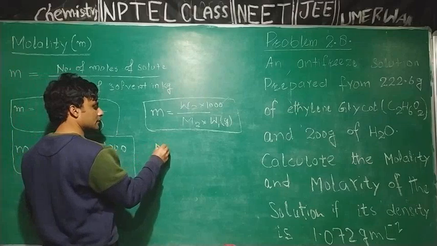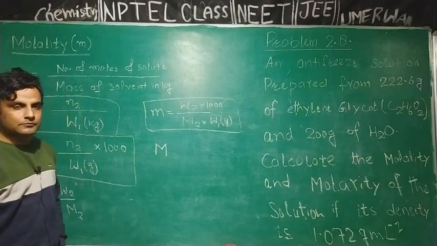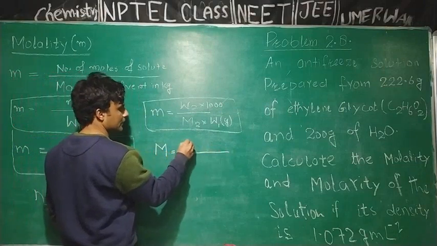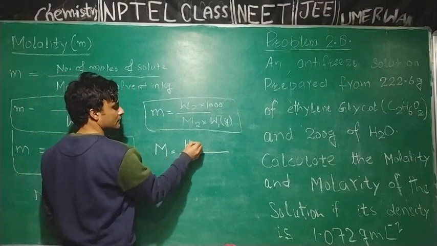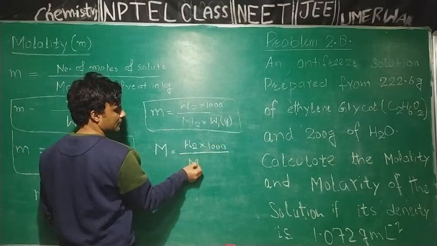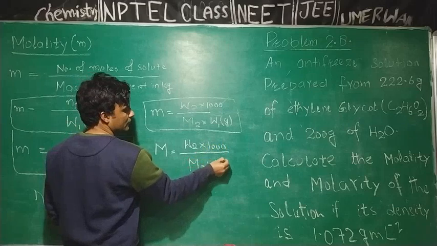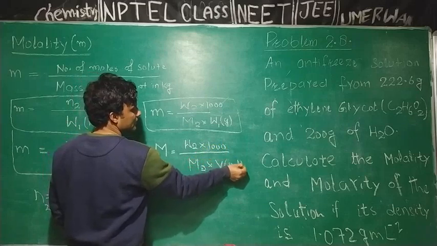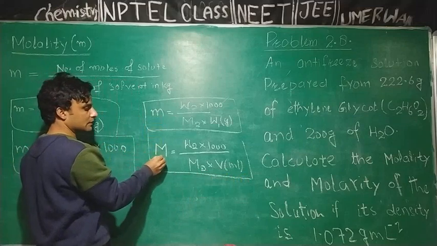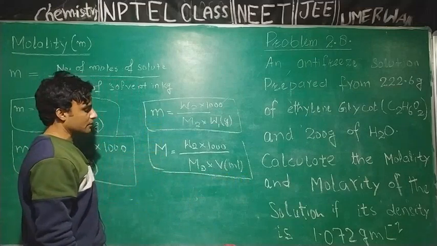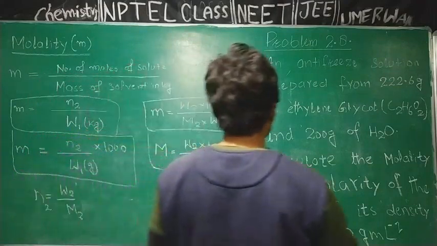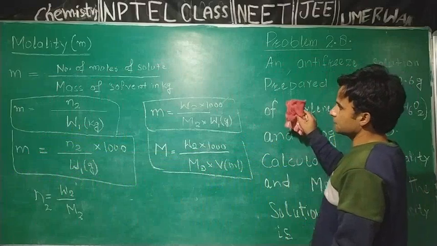Similarly for molarity, molarity is number of moles of solute present in 1 liter of solution, and the applied equation for molarity is W2 weight of solute multiplied by 1000 divided by molar mass of solute multiplied by volume of solution but in ml. This is the applied equation for molarity of solution. I will apply these two equations in order to solve this problem.